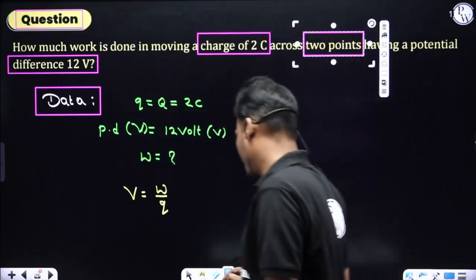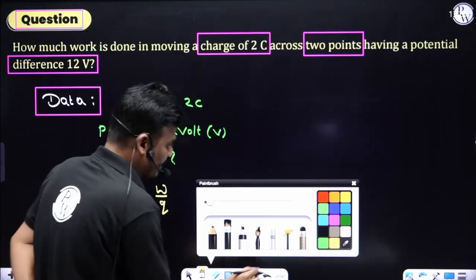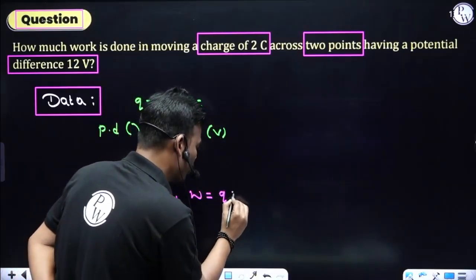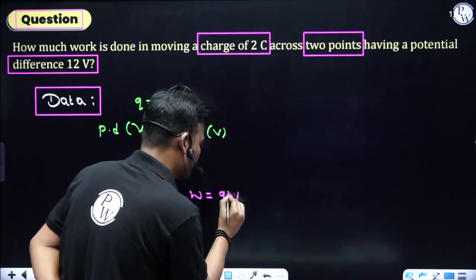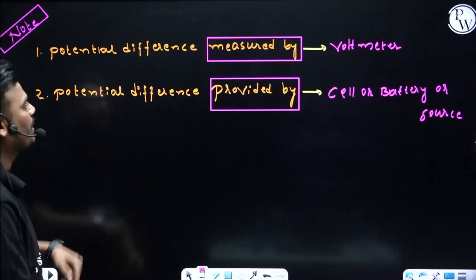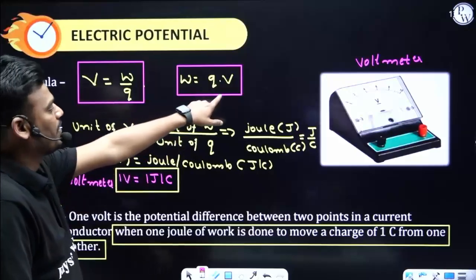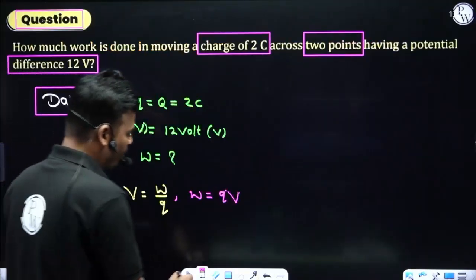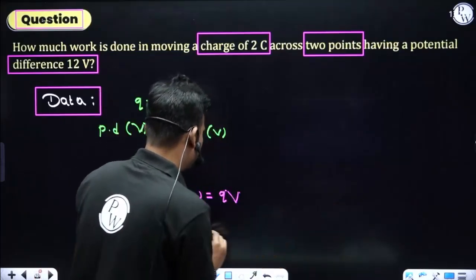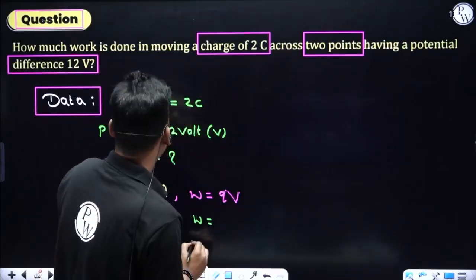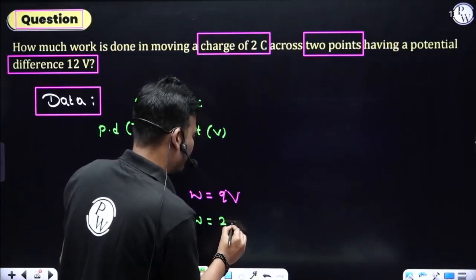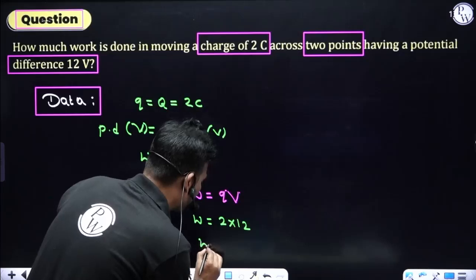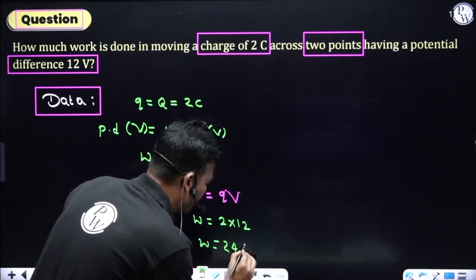Now, here you need work done. You need to find out the work done. Therefore, Q into V. After arranging the work done formula, we got it as Q into V. Now, substituting the values: W is equal to, what is the Q value? That is 2, into, what is the potential difference? That is 12. Therefore, work done is 24 joule.